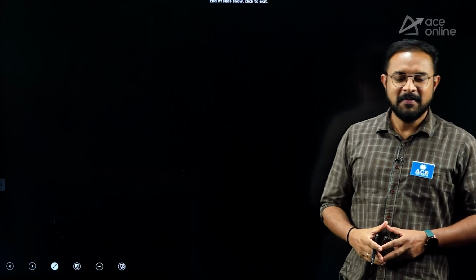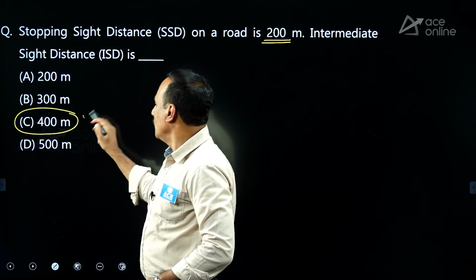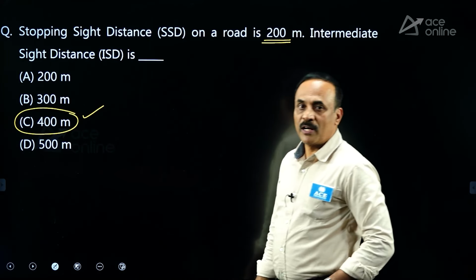Look at the next question. Stopping sight distance is given as 200 meter. Then intermediate sight distance, ISD, is twice of stopping sight distance. So ISD is equal to 2 into 200, nothing but 400 meter.